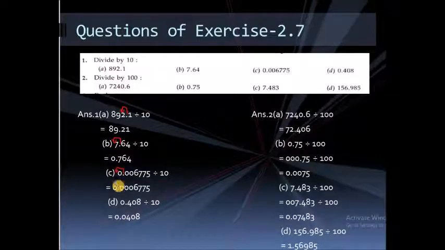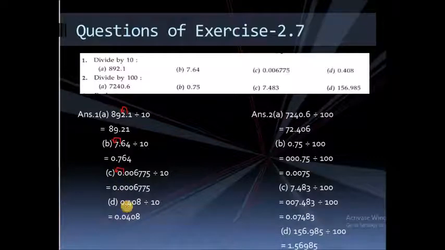When you shift this one time left, answer will be 0.000. Earlier there are only two zeros in the question, and in answer you are having three zeros after the decimal point and then 6775 because you shifted this decimal point one time to the left.